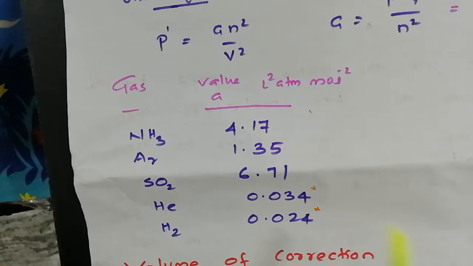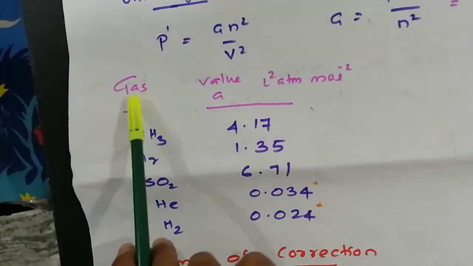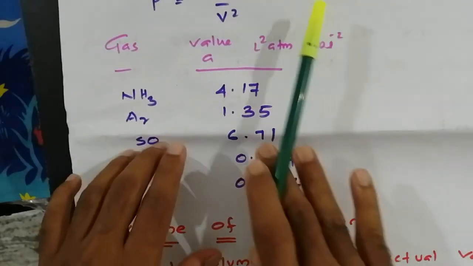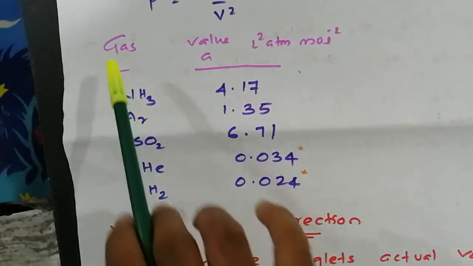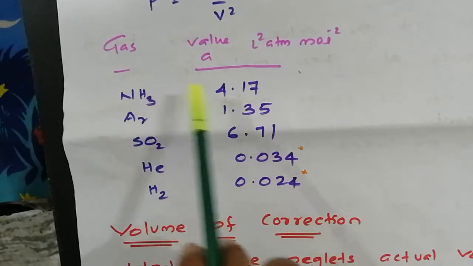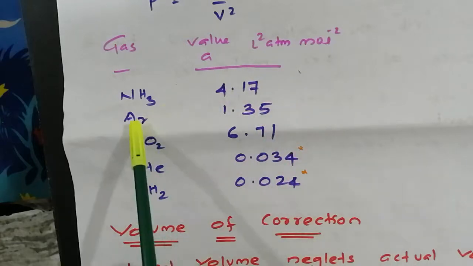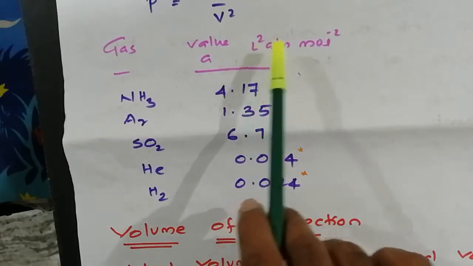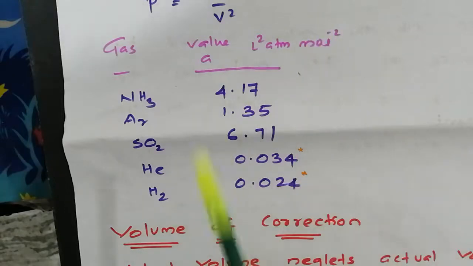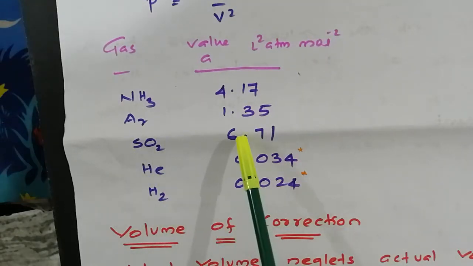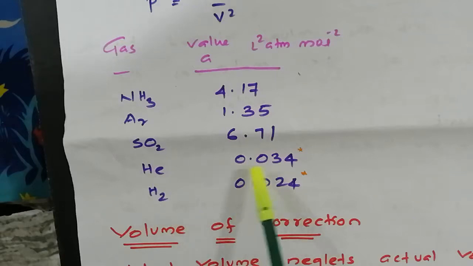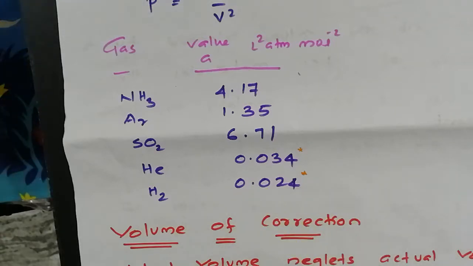Now, let us check some values of a for certain gases. I said a is a measure of intermolecular force of attraction. Therefore, gases and their values of a: ammonia 4.17, argon 1.37. The unit is liter square atm mole to the minus 2. Sulfur dioxide 6.71. Helium very low value. Hydrogen very low value, 0.024. Therefore, when a is higher, it has strong intermolecular force of attraction.